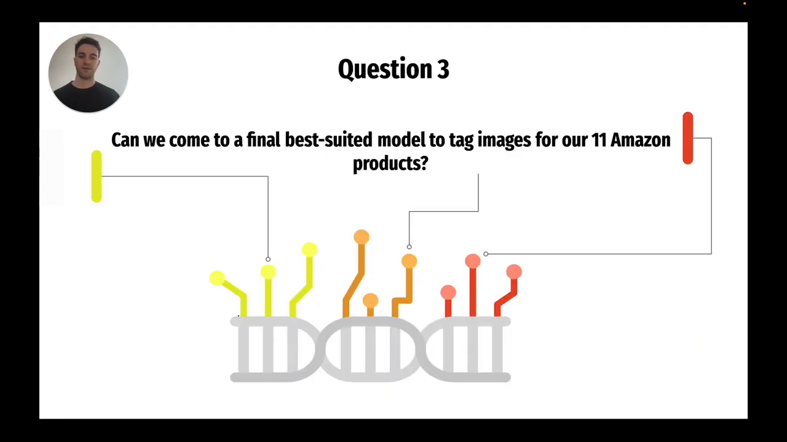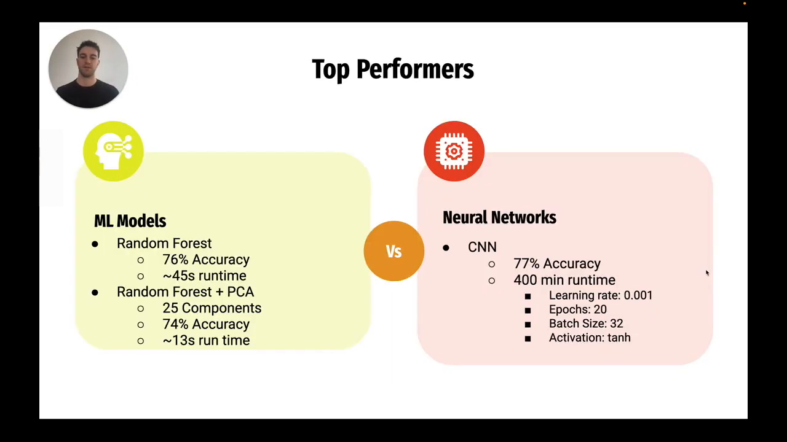So finally, for our third question, we want to conclude which are the best models to use for image classification of our 11 Amazon products. Ultimately, the models that performed the best were the random forest as well as the CNN. So just to highlight some of the differences between these two models, random forest was 76% accurate with about a 45-second runtime, whereas CNN was around 77% accurate with a 400-minute runtime. So these models run very differently, and there are pros and cons to each.